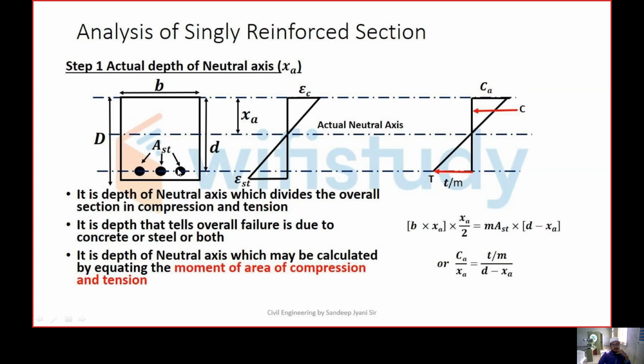That means from the total effective depth, the XA portion will be removed, and that gives us the remaining portion of the effective depth, that is D minus XA. So on an overall basis, if we simplify the equation, C by XA is equal to T by M. Here T means sigma ST, the tensile stress, M means modular ratio, D means effective depth, and XA is the actual depth of neutral axis. I hope you understand.